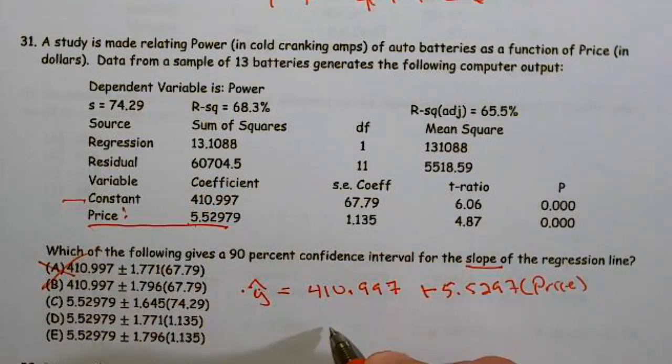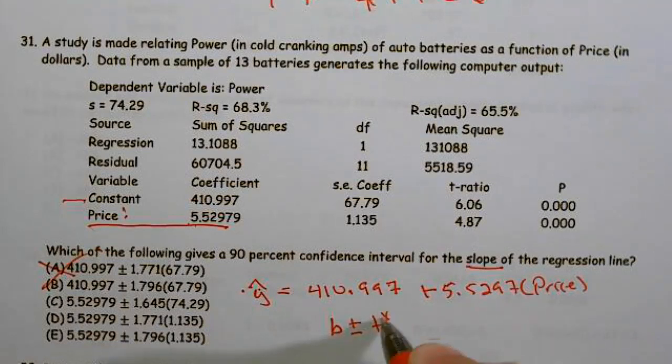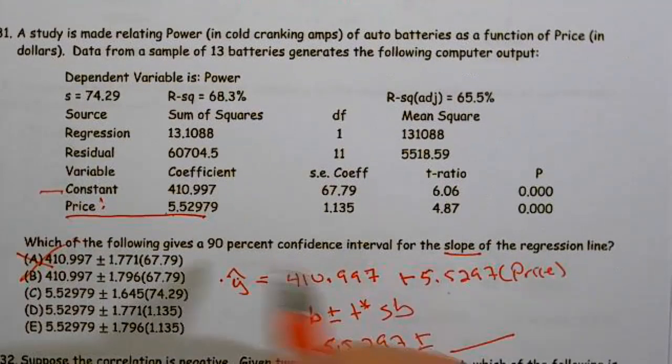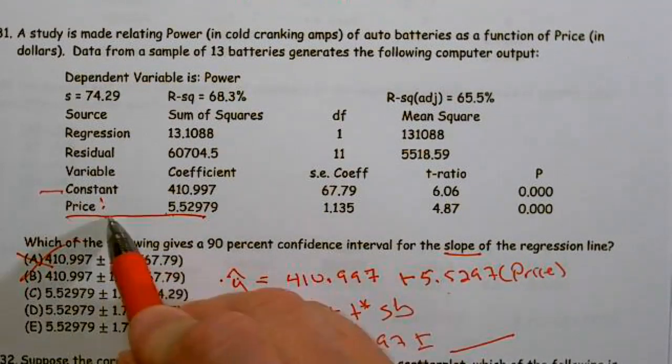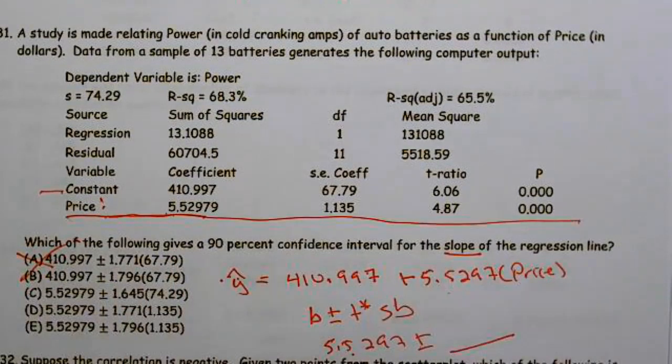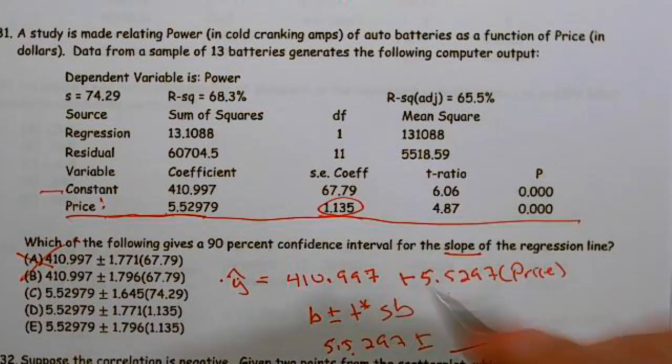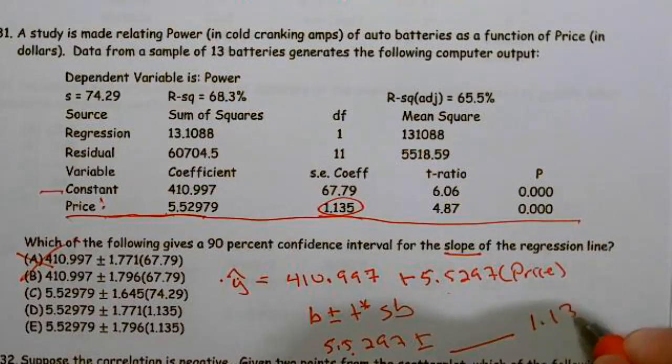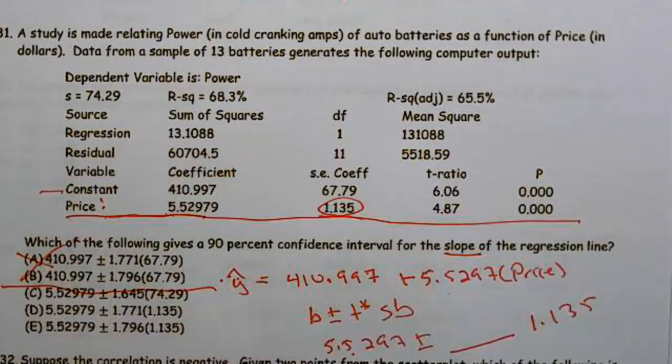And our equation for the confidence interval is B, which is our sample slope, plus or minus T star times SB. Well, B is the 5.5297 plus or minus. We'll come back to T star in just a second. And since we're dealing with slope, we need to only be looking at the slope line. This is my SB, my standard error of the slope. So this is going to be 1.135. So that gets rid of C.